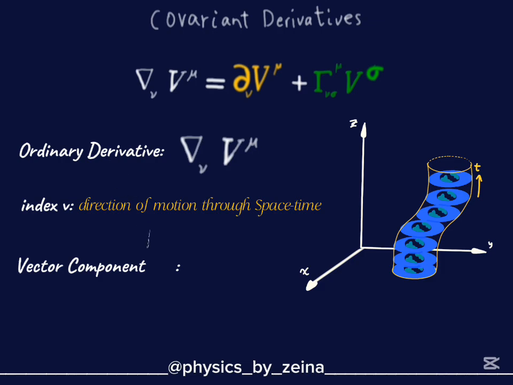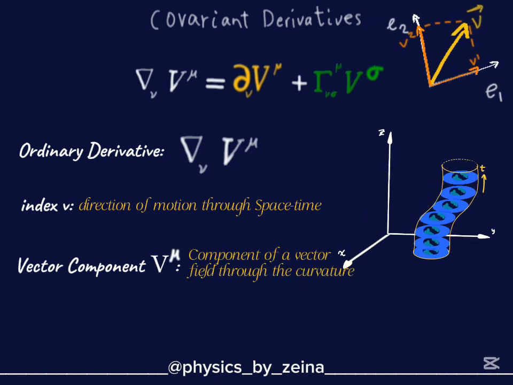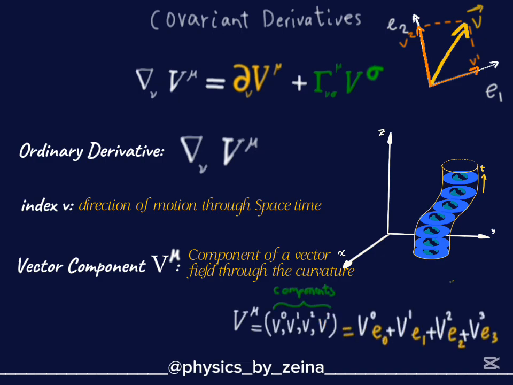The vector V^μ1 represents the components of a vector field. It could be a momentum vector or an electromagnetic field in curved space-time. And the index μ1 represents the component of the vector being analyzed, which could be 0 or 1, identifying how the vector behaves in different directions of space-time.